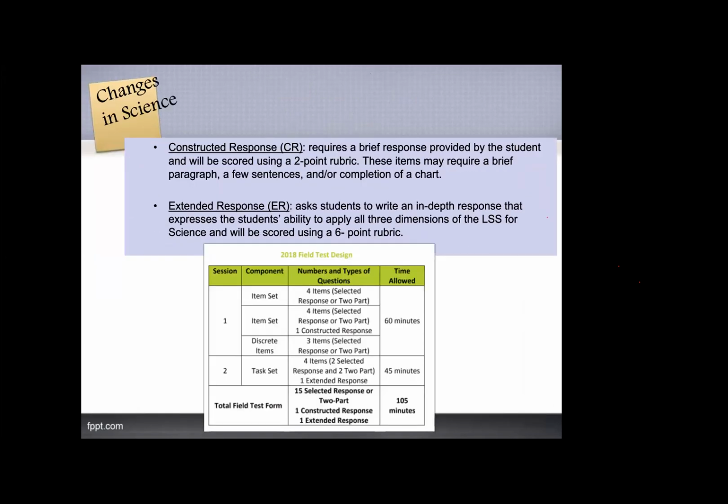So again, we're looking at, with science, some of the constructive response items. A lot of this is going to mirror what we see in social studies, and mirror what we see in math and ELA, taking the documents that the students have, the information that they're given on the test, and not just showing what they think, but proving it by pulling that information.